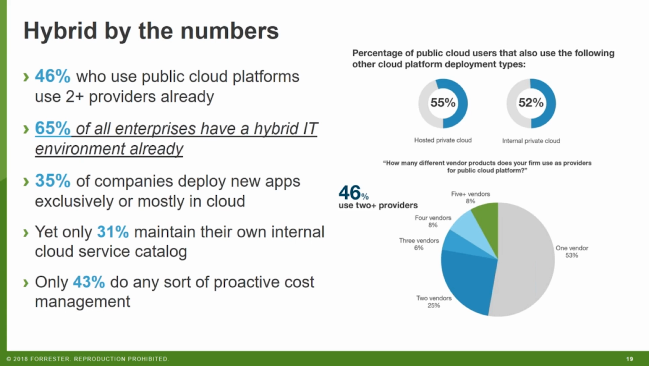65% of enterprises claim they have a hybrid IT environment already, whether or not they use multiple public clouds. 35% will deploy new apps exclusively in the cloud, and I want to be clear here that cloud in this definition can also mean private. What this means is that people are no longer building out the various pieces of an application and the infrastructure itself and marrying them. They tend to build out a cloud solution that works across environments and then move the workloads around as needed.